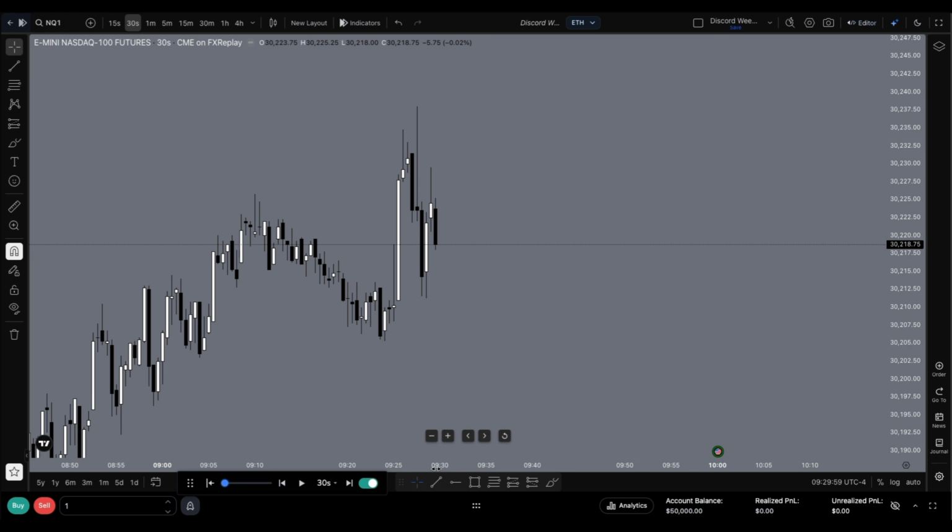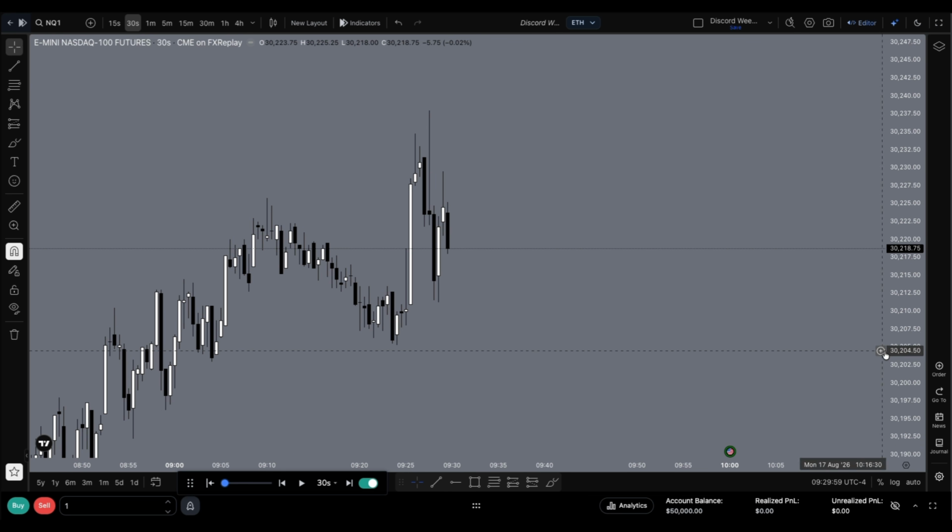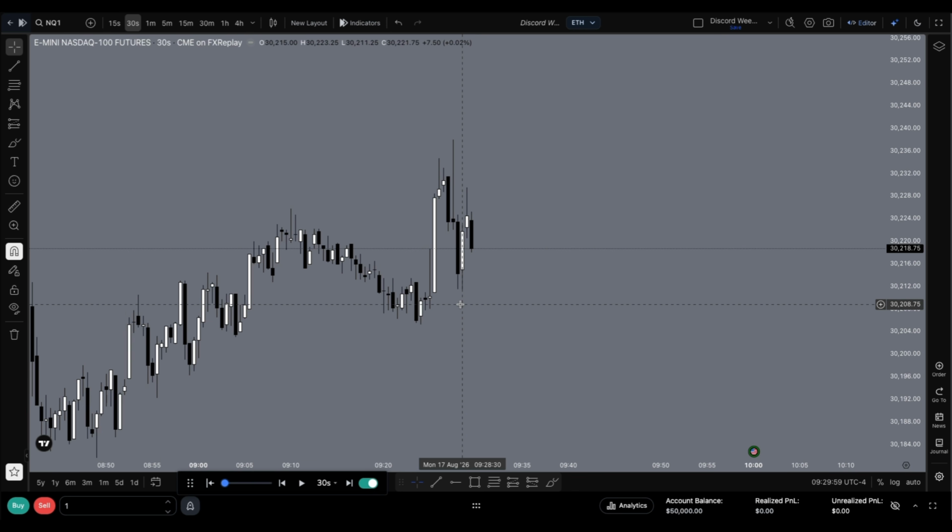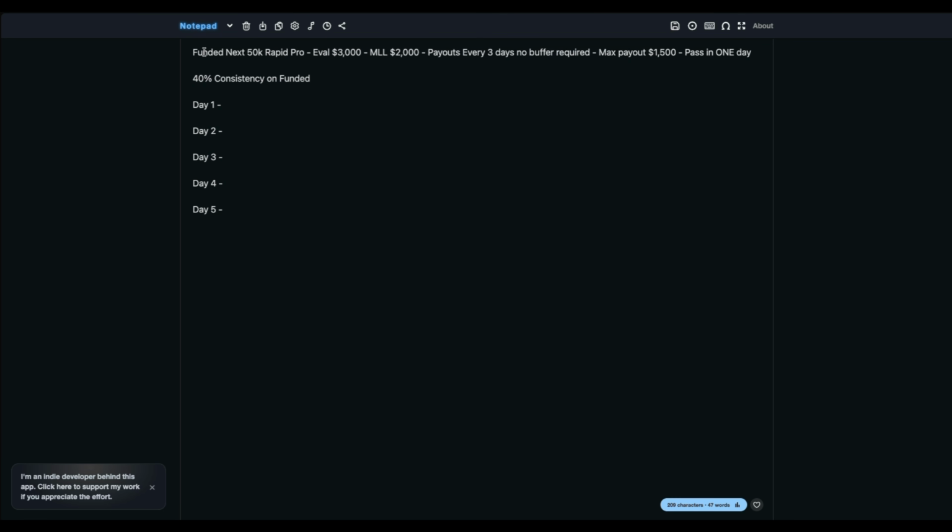Alright, so for the first trade, Monday this week, I was trading on a funded next 50k Rapid Pro, and I'm one day away from paying out because I kind of got fried on Friday, but I'll just go through this. So funded next, the eval is 3k to pass, same as normal for the maximum loss limit. 3 days to pay out, no buffer. So literally 3 days of 500 and you request 1500. So I'm gonna be simulating that here.